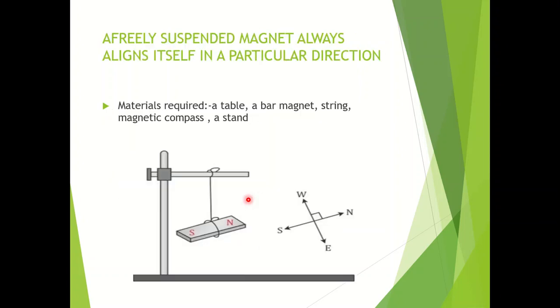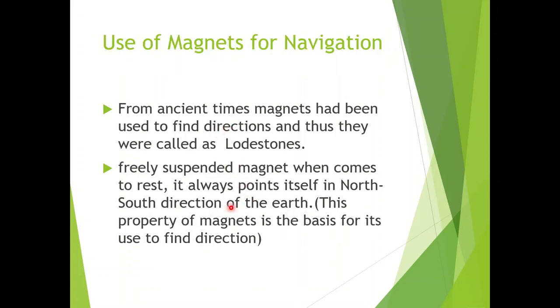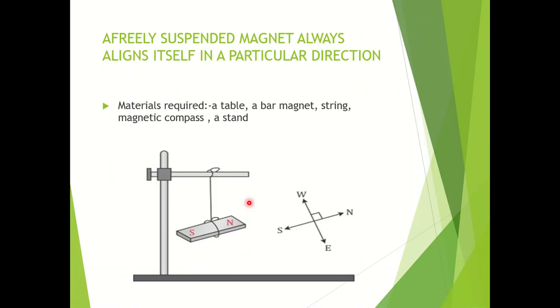On the basis of this property, an instrument known as the magnetic compass was invented. A magnetic compass consists of a magnetic needle at its center, which is allowed to move freely and always comes to rest in the north-south direction, and other directions are marked as the east and the west directions.